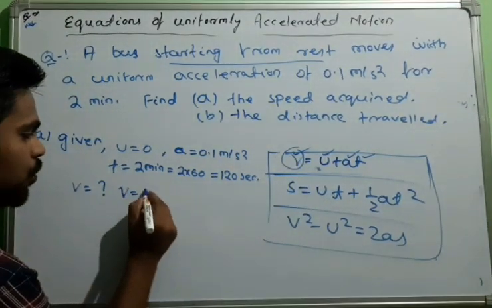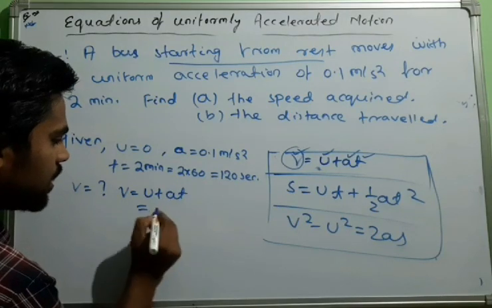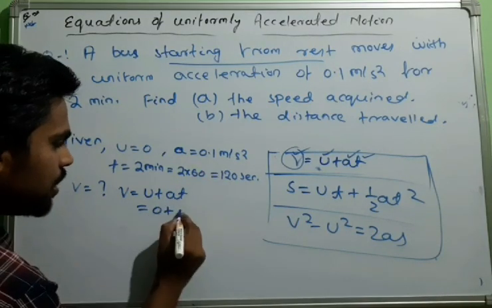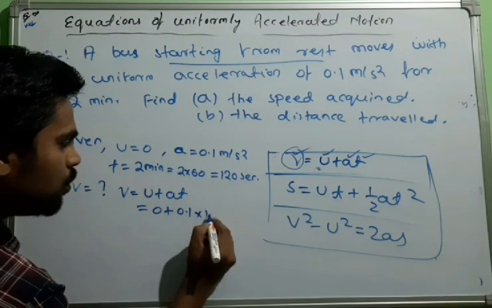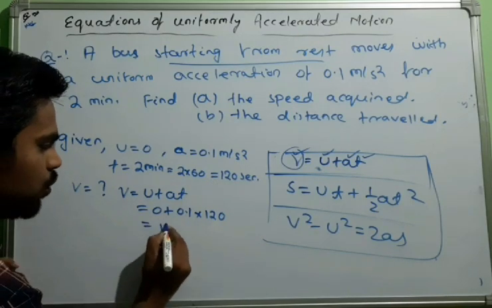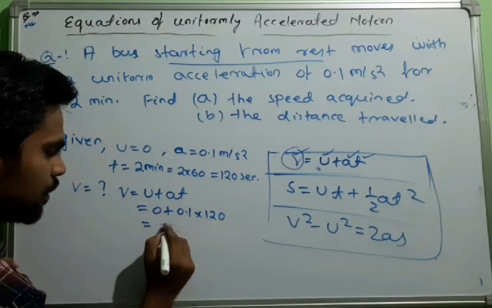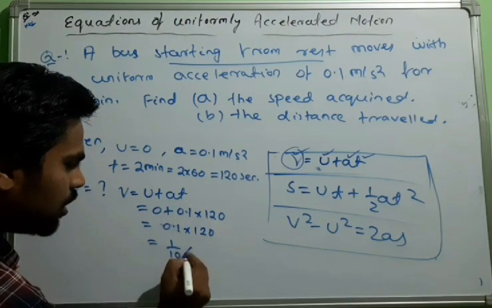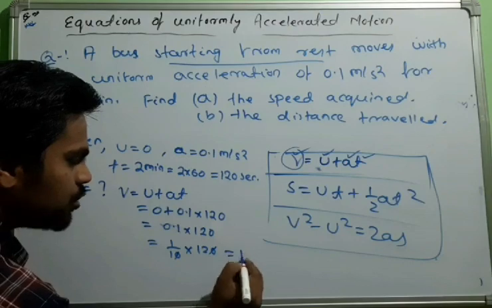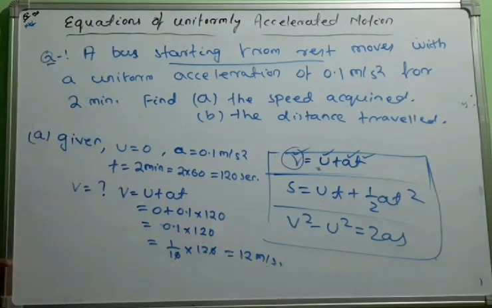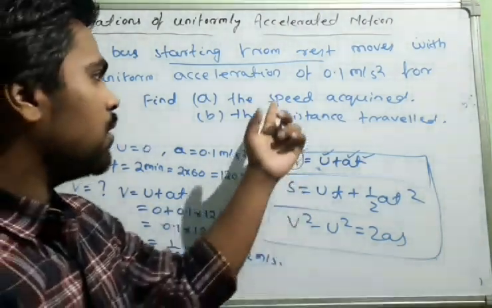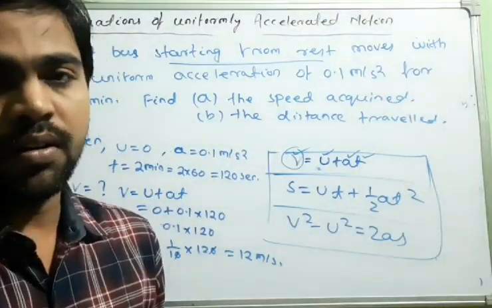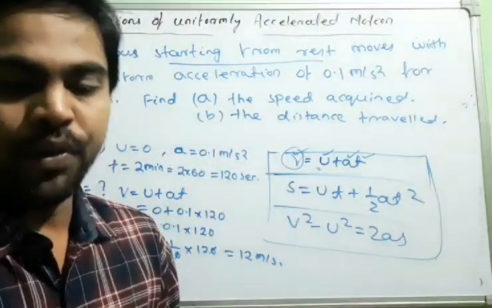Now v is equal to u plus at. u is equal to 0, plus a is given as 0.1, into t is given as 120. 0 plus something, so that means 0.1 into 120. That means 1 by 10 into 120, cancel, that is 12 meter per second. That is the final velocity of the bus. Clear or not? After 2 minutes.